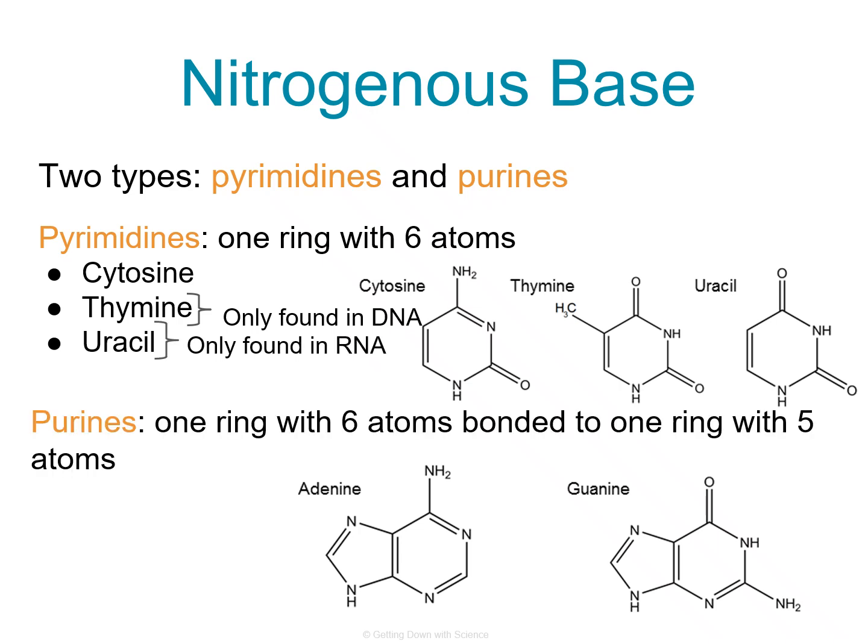And then our purines are 1 ring with 6 atoms bound to 1 ring with 5 atoms. So the purines have 2 rings, while pyrimidines only have 1. We have adenine and guanine. I'm not going to have you know the difference between adenine and guanine or cytosine, thymine, and uracil, but I do need you to know that pyrimidines only have 1 ring, while purines have 2 rings.